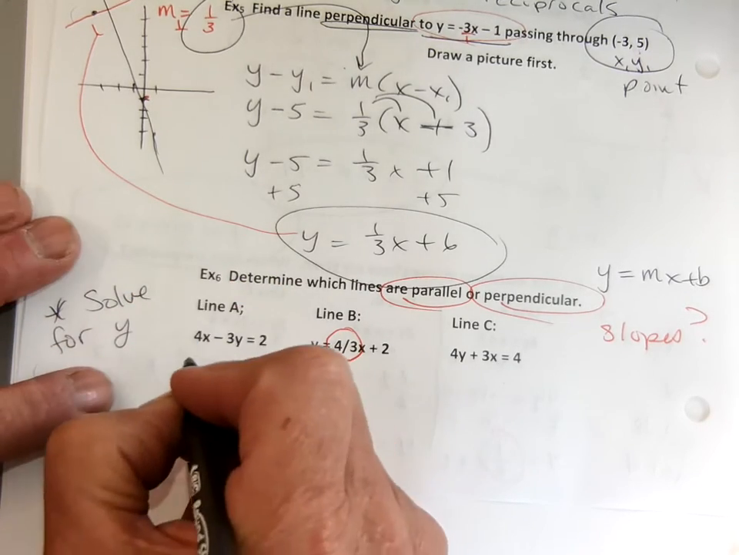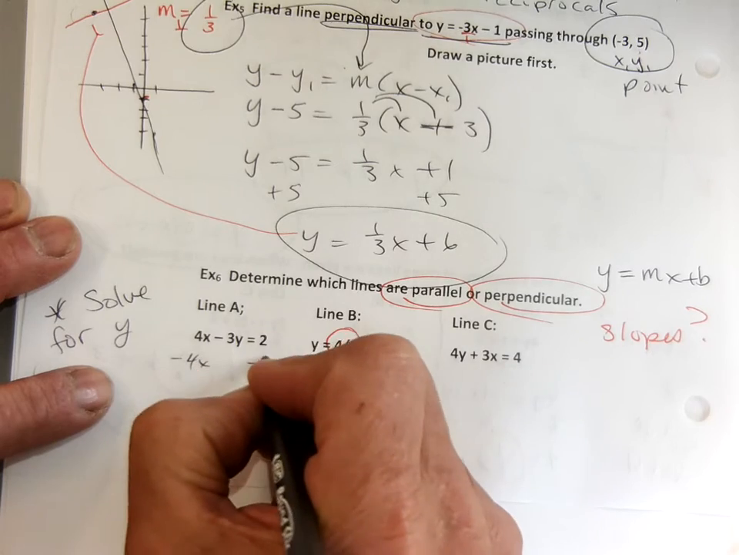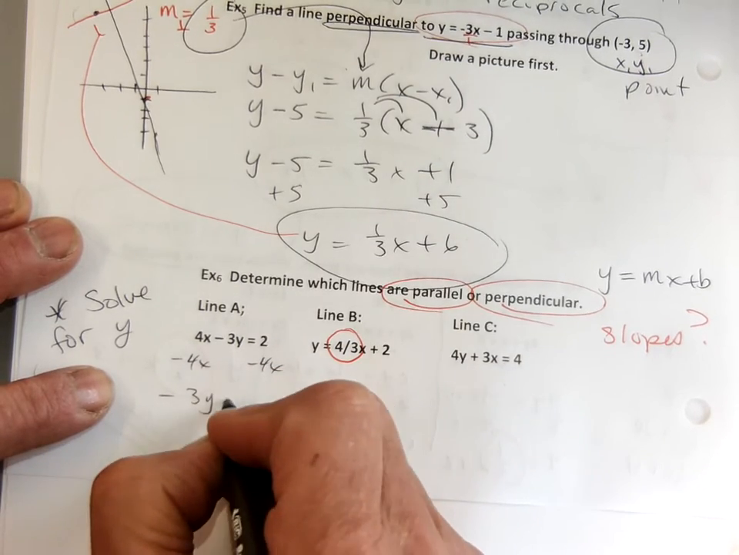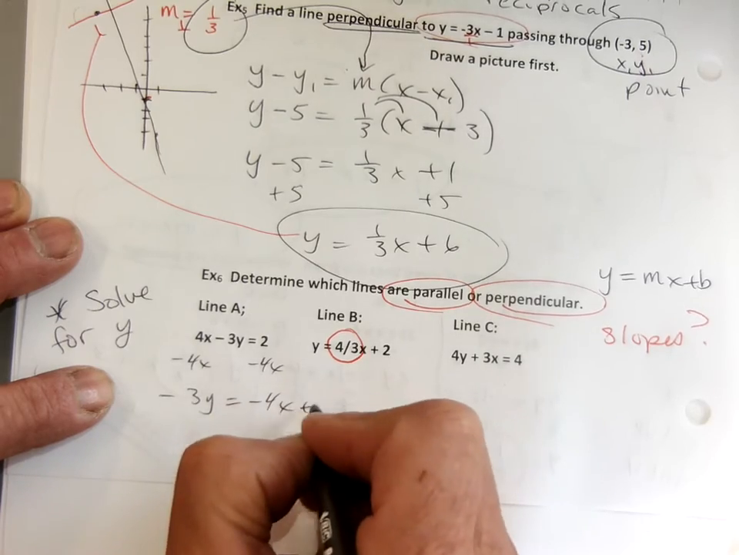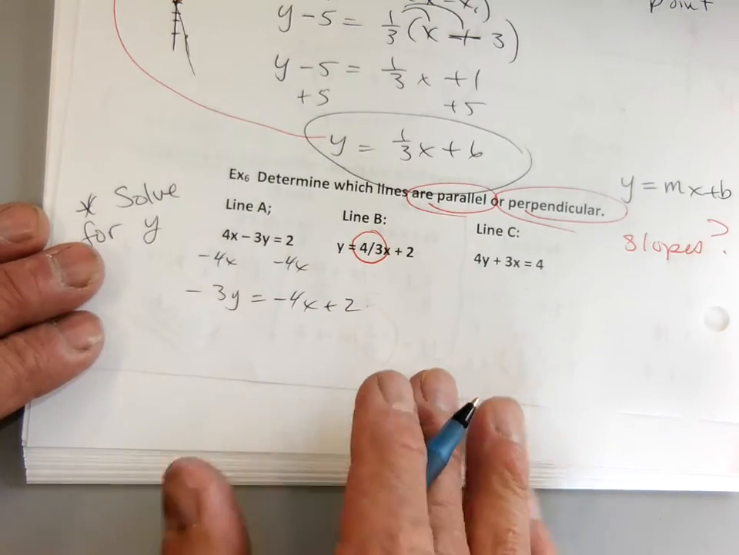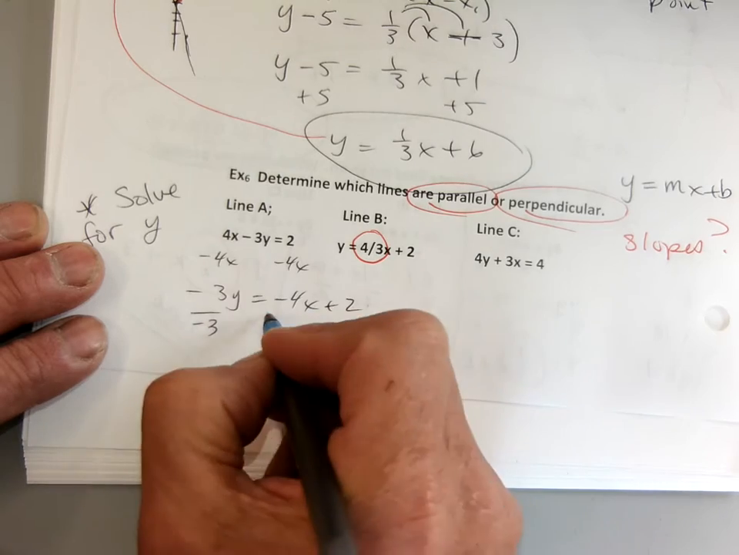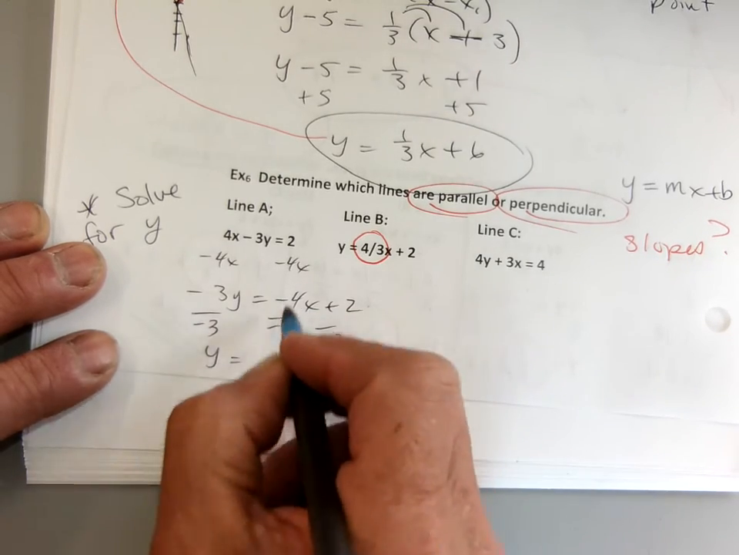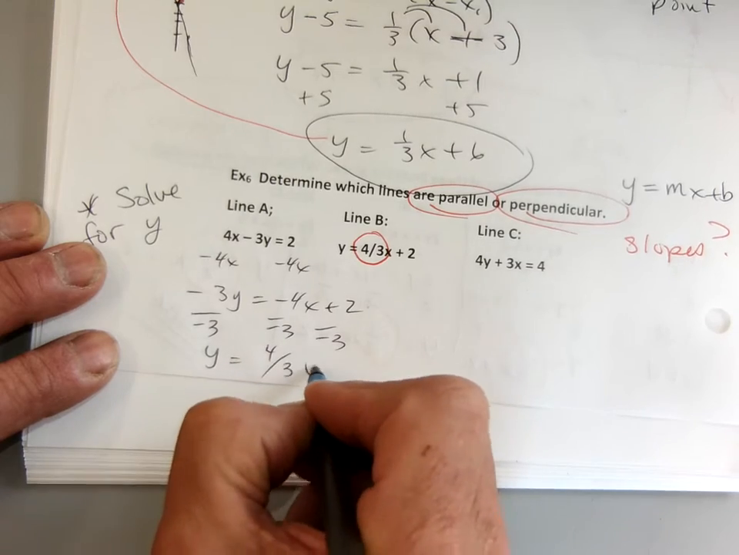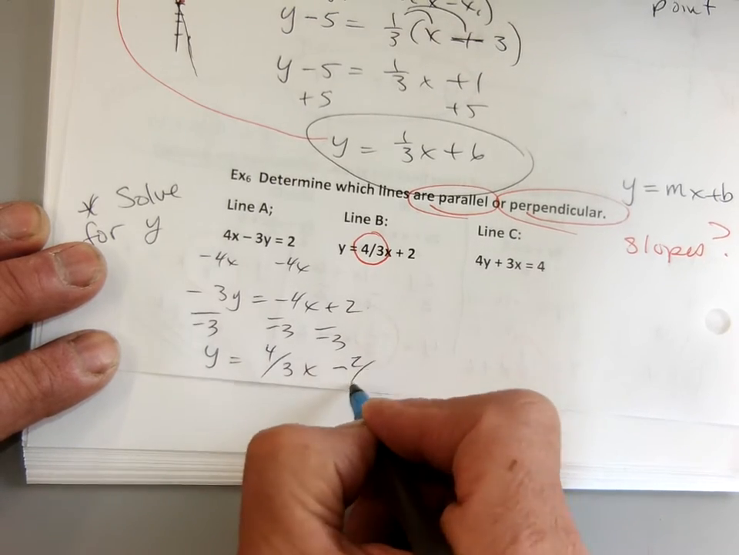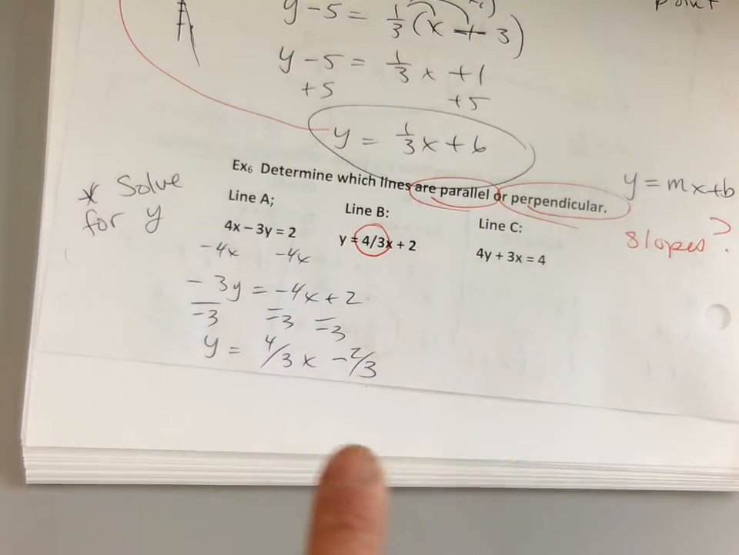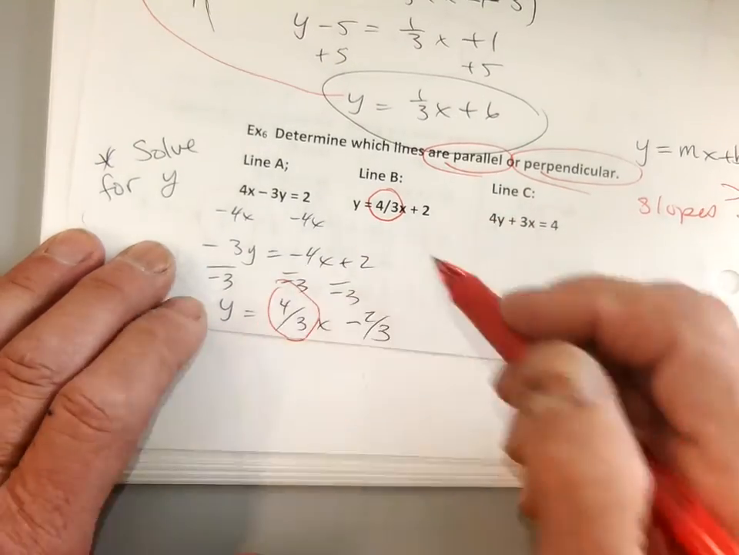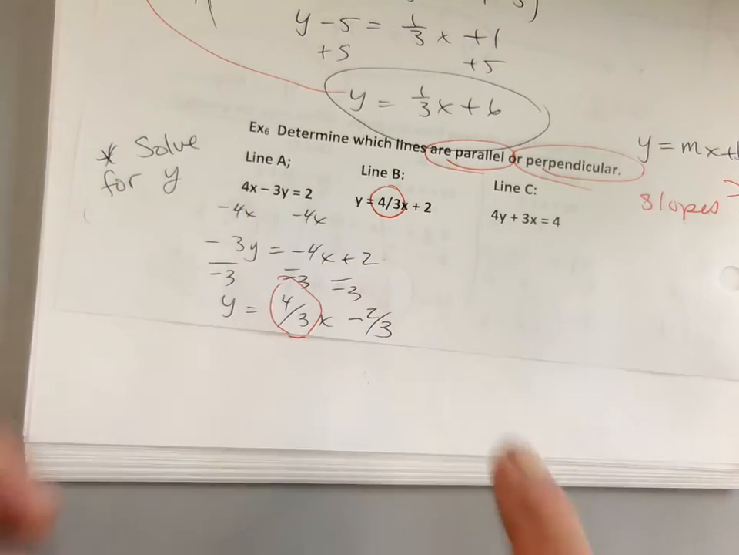So let's solve for y. All right, I'm going to go minus 4x, negative 3y equals negative 4x plus 2. Divide by negative 3, divide by negative 3, divide by negative 3. Y equals positive 4/3 x minus 2/3. Okay, I don't care about the 2/3. All I care about is this number, the slope. Okay, all right, so here's what I know. A and B are parallel. I know that. So let's check out C.